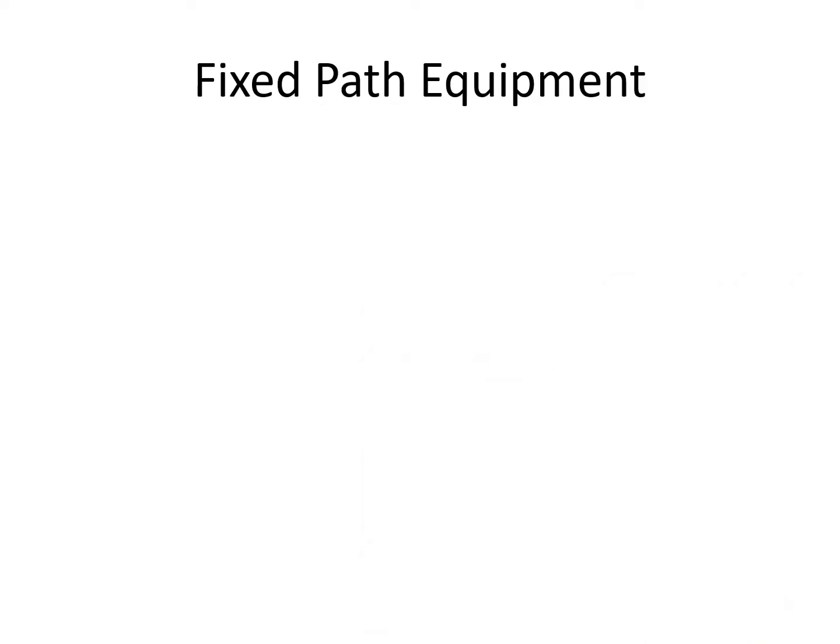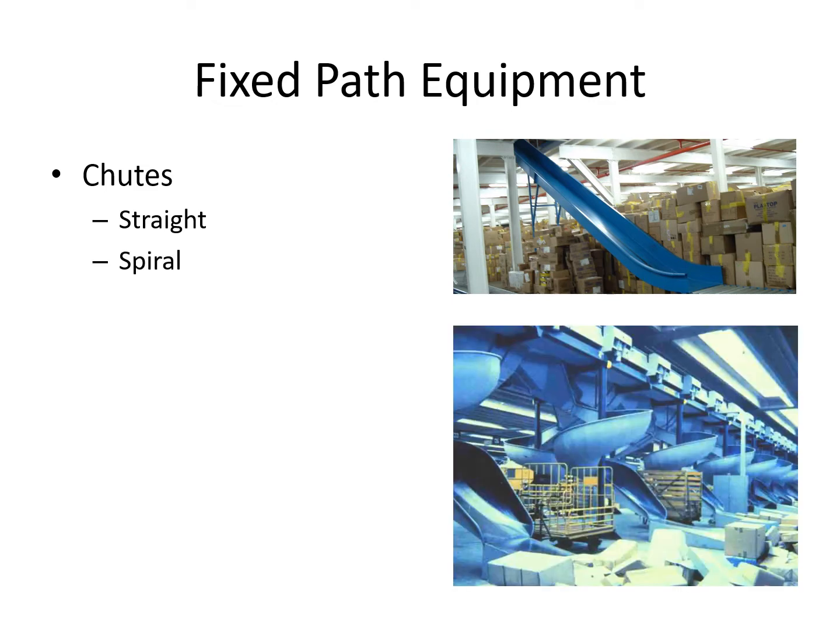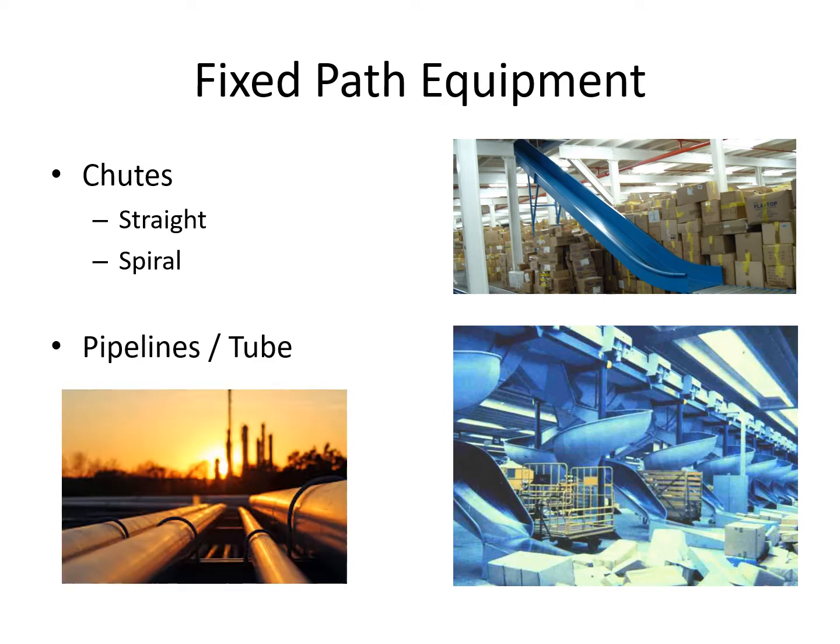When it comes to the fixed path equipment, first and foremost, we have the chutes. Chutes are something similar to the slides in which we all must have played during our childhood. Here also, the material flows down the slide or chutes as we call them. These could be straight or spiral. Then we have the pipelines or tubes to transport liquids or gaseous material.